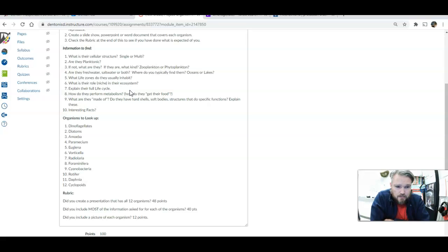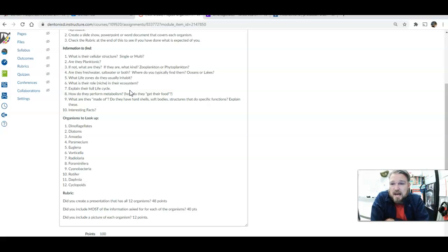Some of them might do other things that do things for the environment. So just try to find out what their role in the ecosystem would be. Try to explain their full life cycle. How are they birthed, live and get food, and then how they die? Or how they reproduce and how they die. And that would be the full life cycle.